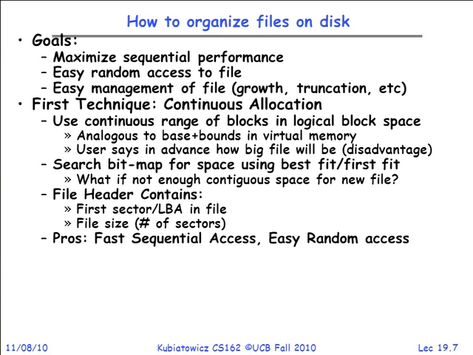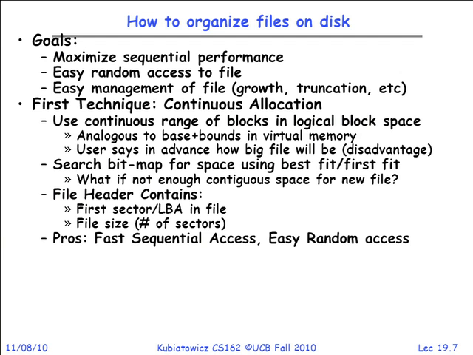So pros here, fast sequential access. Why is random access really easy in this architecture, this file system? Yeah, you take your starting point, you add the offset, and you go right there on the disk, right? Because the disk is random access. So this file system supports random access pretty easily.